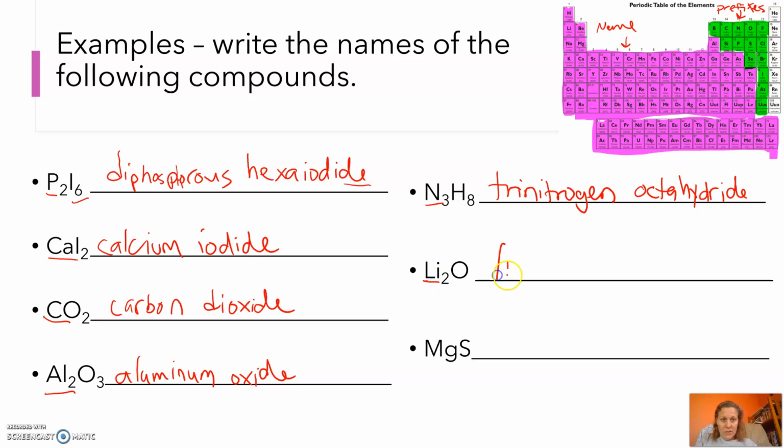Lithium. So just the names. Lithium oxide. Where do they get the numbers? Because of the charges. Magnesium sulfide.